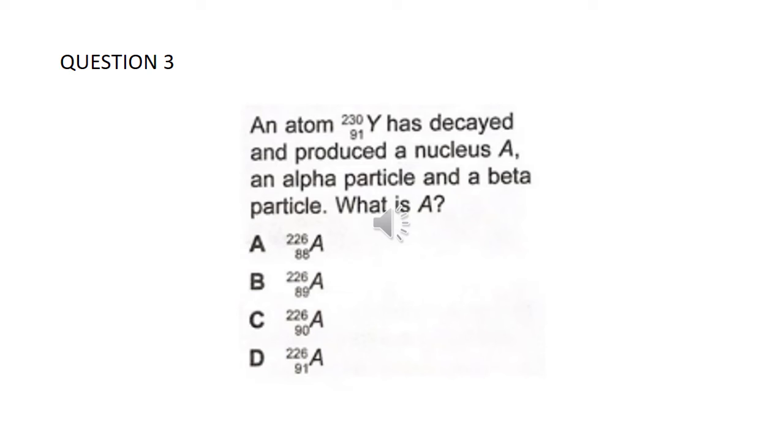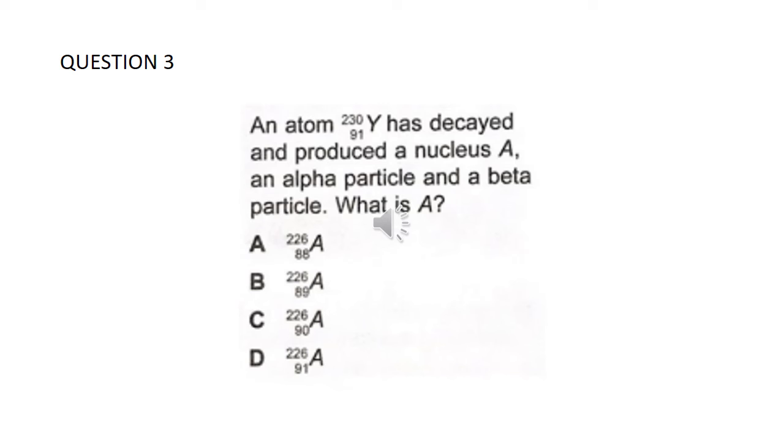Question number 3. An atom Y with A value 230 and Z value 91 has decayed and produced a nucleus A, an alpha particle and a beta particle. What is A? So here we need to make sure that the 230 at the left hand side is balanced with the total A at the right hand side. So here we have alpha particle with A 4 and a beta particle with A 0. Hence, we already have 4 at the right hand side. To make it balanced with the left hand side, we need to minus it from 230. So we're left with 226.